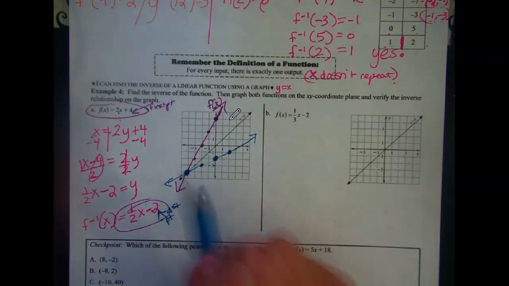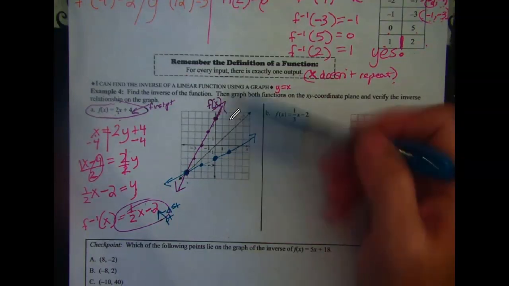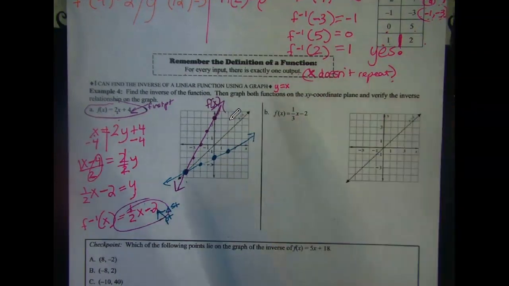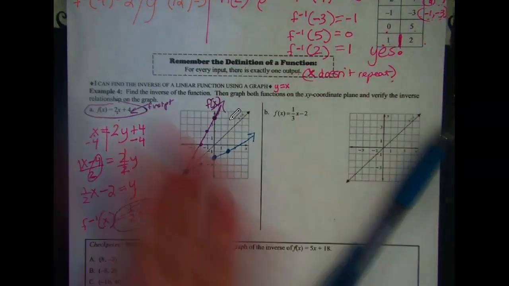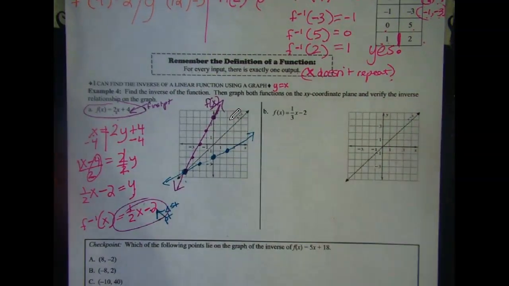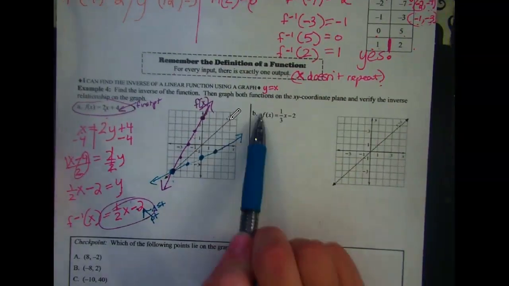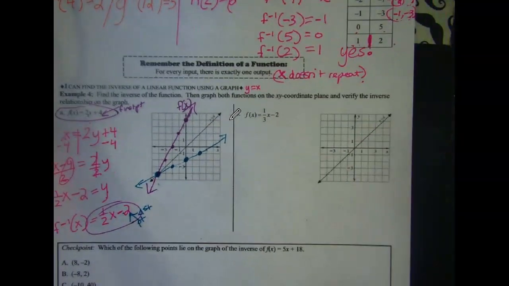Okay, so we see it on a graph. So we have to verify that they're actually inverses. So when I look at it, yes, it looks like I flipped one over that middle, that y equals x line. Okay, so I'm going to have you try B as a checkpoint.